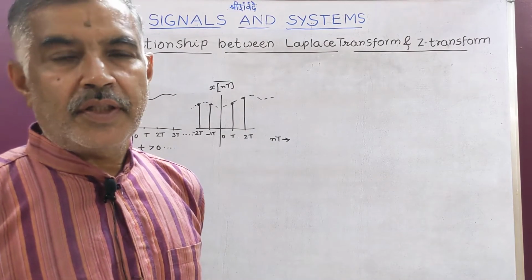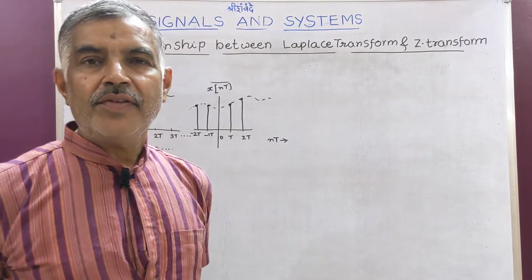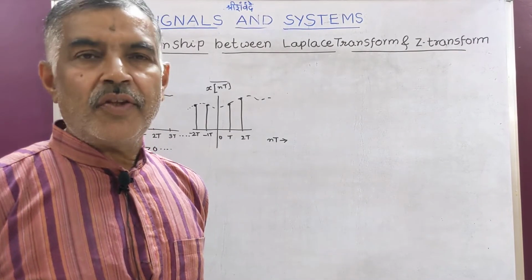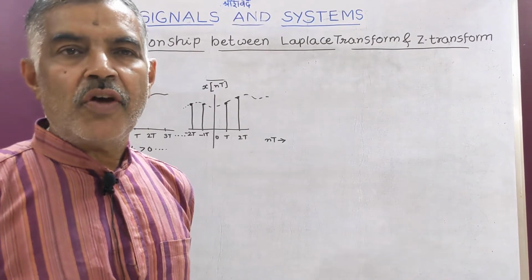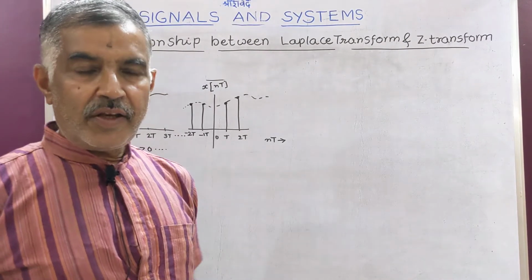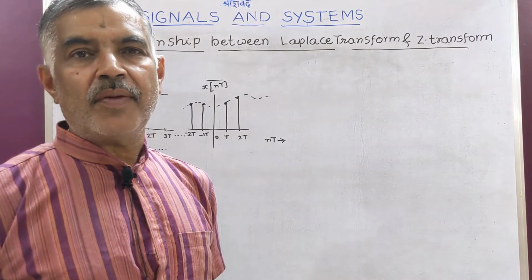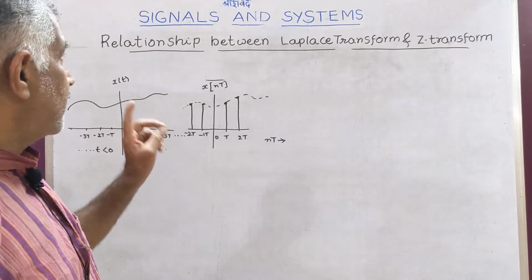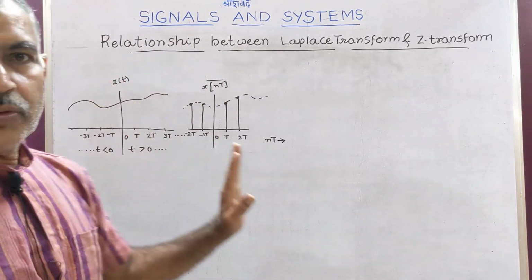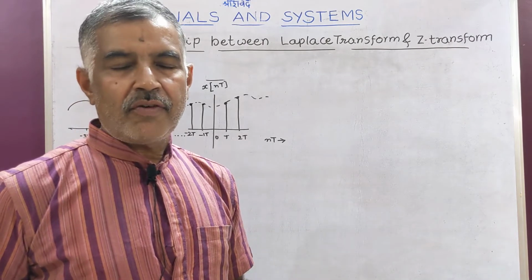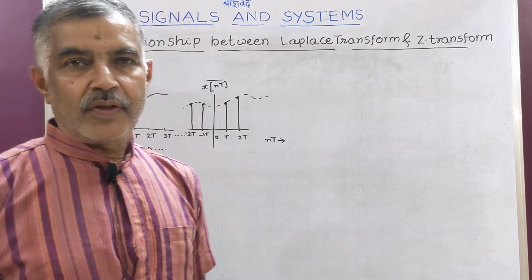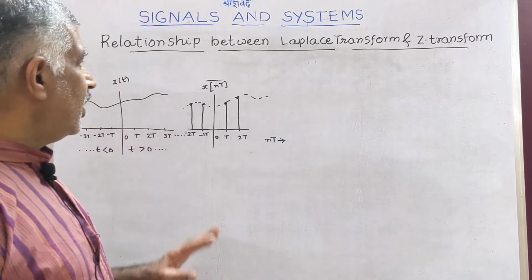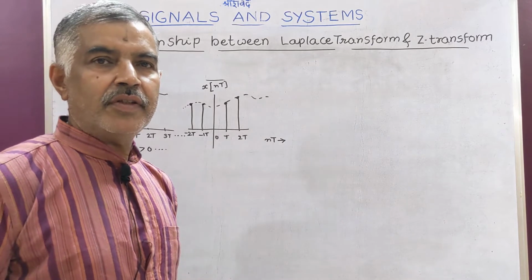Now, I have started Z transforms, and in this class, I will show that Z transform is an extension of Laplace transform. There is a relationship between Z transforms and Laplace transforms. First, as you know, in nature we have continuous time signals. So how to get a discrete signal? Sampling. Only by sampling one can generate a discrete signal.